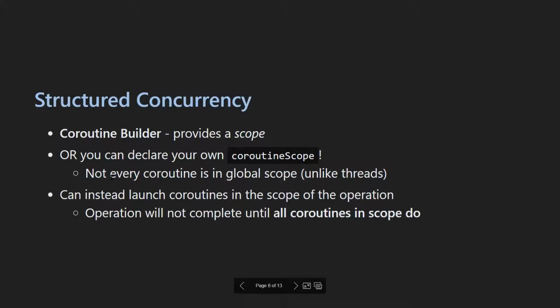The main benefit here is not every coroutine has to be global scope, unlike a thread, which will always run from the beginning of your program to the end of it unless you specifically stop it. So we can launch coroutines within the scope of a specific operation, and we're guaranteed that an operation will not complete until all coroutines that were launched in its scope complete first.